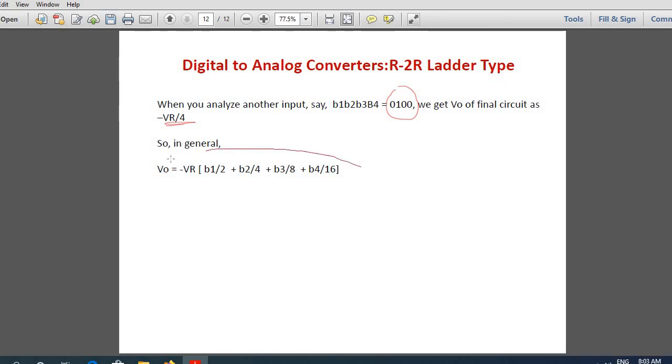So this is the general formula for calculating the output voltage using an R-2R ladder type digital to analog converter. Even if 2 bits are 1, for example the first bit is a 1 and the second bit is also a 1, you can still get the output value. So this is the general form of the equation.